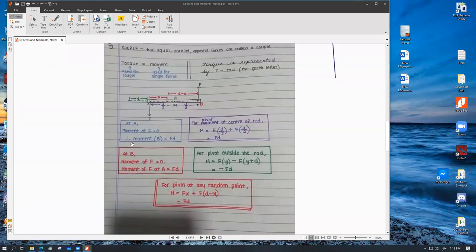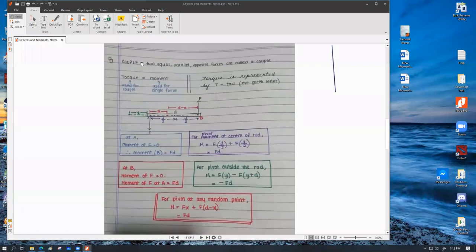It says that a couple is defined as two equal, parallel and opposite forces that are going to simultaneously work on an object. These are called a couple. Grammatically, the words couple and moment are exactly the same thing, but the way English vocabulary works is that we use the word torque more for a couple, and the word moment more commonly with force. So torque of a couple and moment of a force are more common phrases, but if you replace those two words, it would be physically perfectly correct.